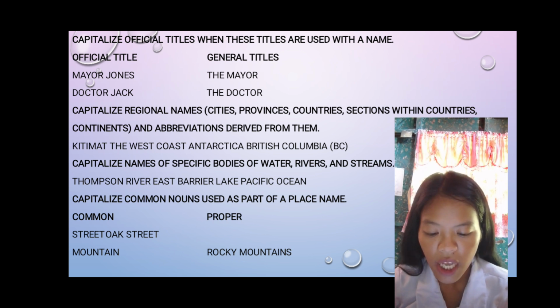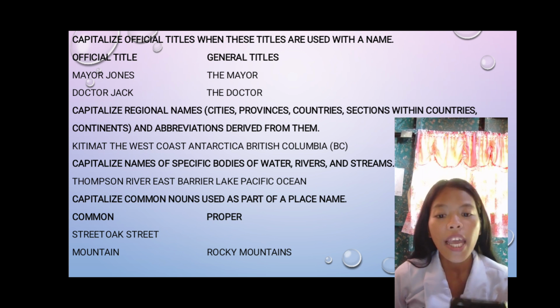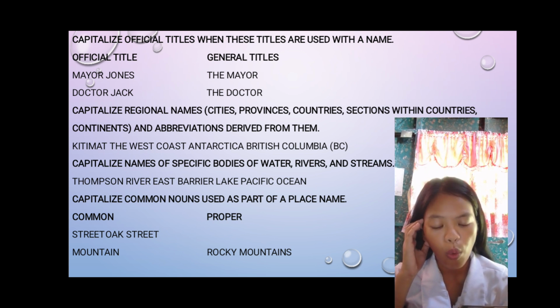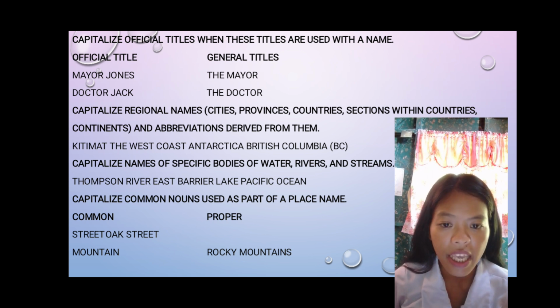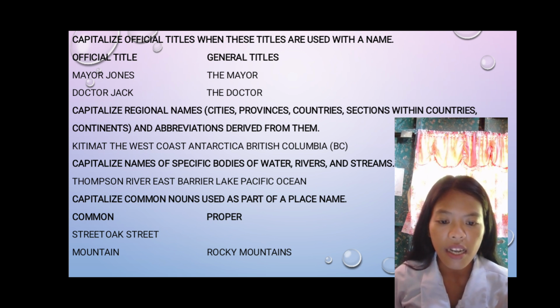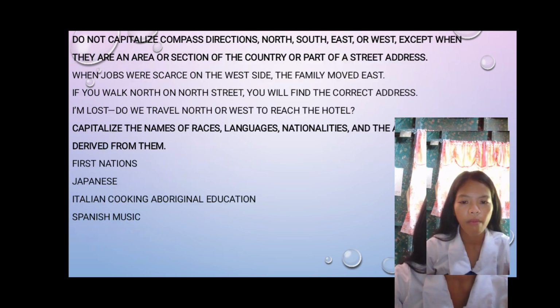Capitalize common nouns used as part of a place name. Common: street. The proper noun for street is Oak Street. So in this, capital O for Oak. Common: mountain. The proper is Rocky Mountains. So in this, the capital letter R in the word Rocky.